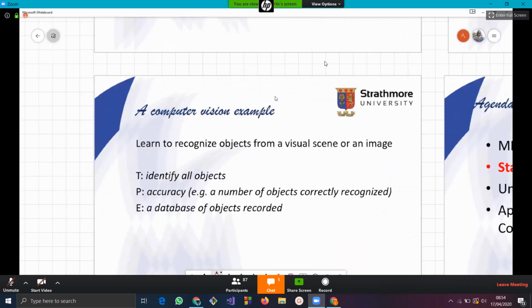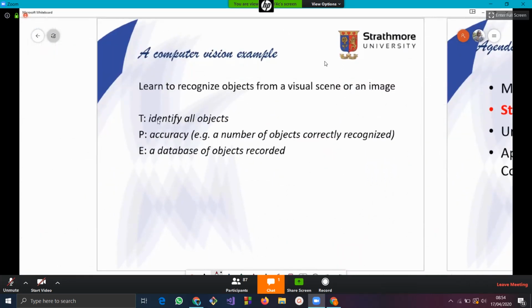For example, if we were doing computer vision, a task could be that we want the machine to identify objects. We'll actually do this one a lot. Then how do we define accuracy? Like the way Marvin says, the number of objects that are correctly recognized. And the experience is the data that we feed into the system.